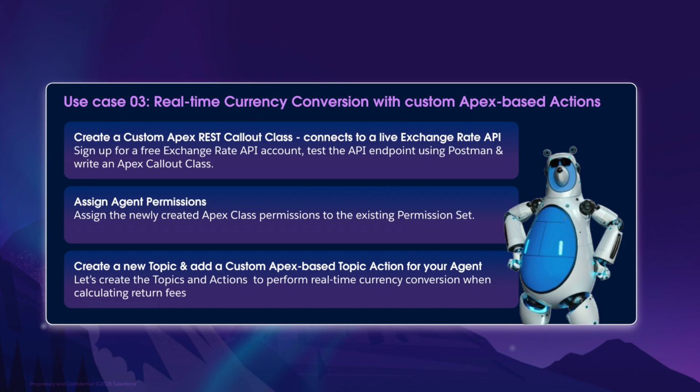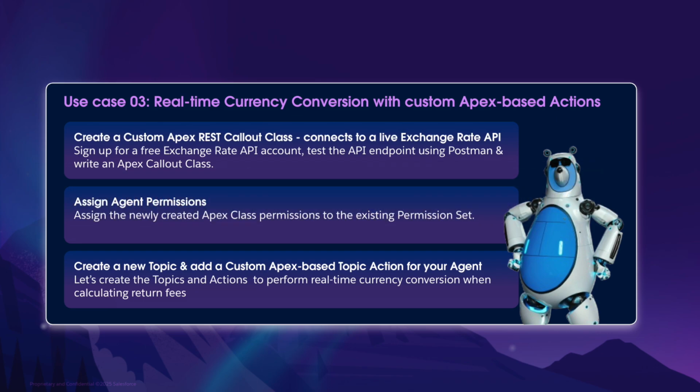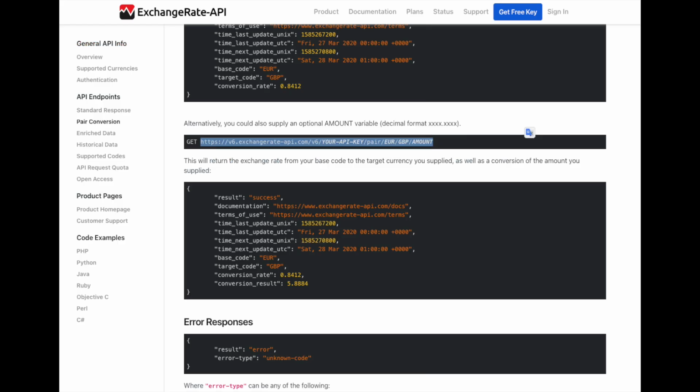Alright, let's begin by heading over to app.exchangerate-api.com and create a free account. Once you have registered, you will receive an API key which will allow us to perform real-time currency conversions. Next, we will test the API endpoint using Postman to ensure everything works as expected.